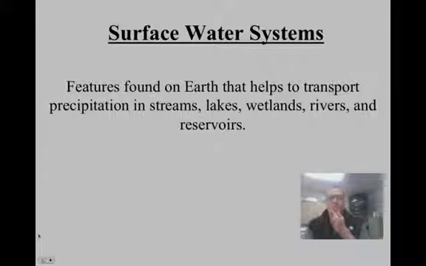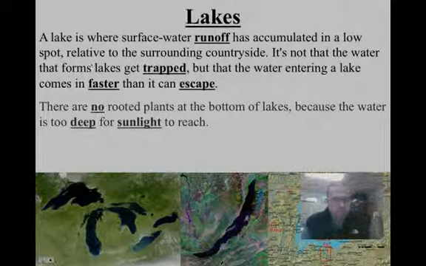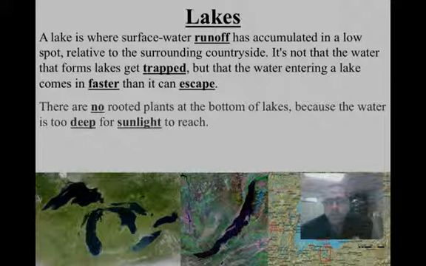Alright, so surface water systems are features found on Earth that help to transport precipitation, rain, in streams, lakes, wetlands, rivers, and reservoirs. A lake is where surface water runoff has accumulated in a low spot on Earth's surface relative to whatever is around it. It can still be higher than ground a few miles away, but if it's the lowest spot in that immediate area, we're going to get some collection there. It's not that the water that forms lakes gets trapped, but the water in a lake comes in faster than it can escape. Most lakes actually have a stream or a river running in and out of them, but the water is coming in faster than it gets out.